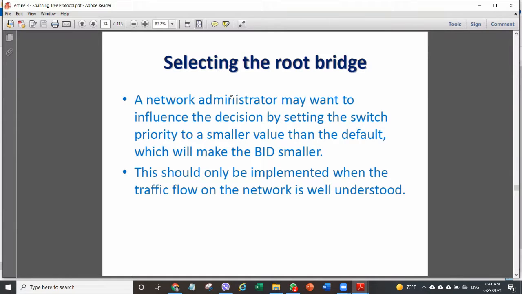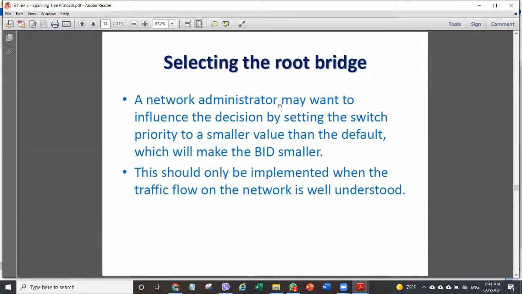Selecting the root bridge: a network administrator may want to influence the decision by setting the switch priority. Network administrator may want to influence, right? As I mentioned, I want all to have the same priority, but I want Tharinda to be represented. In that case, I influence his number, right? As a network administrator, I am the network administrator, then you are the switch. I change your priority numbers.